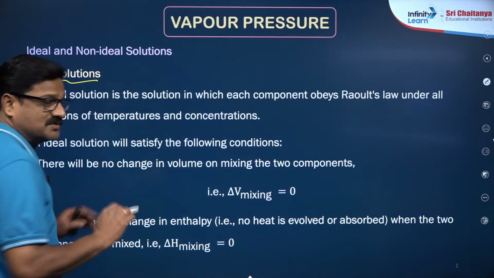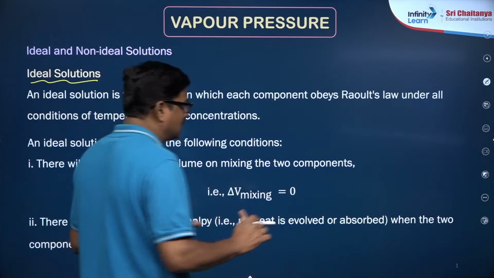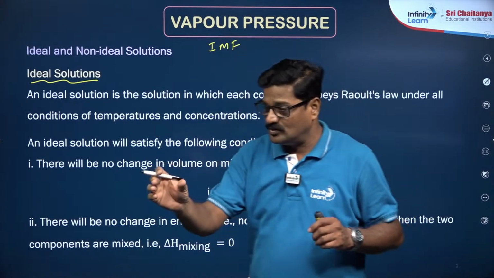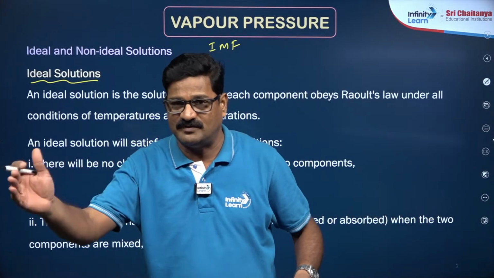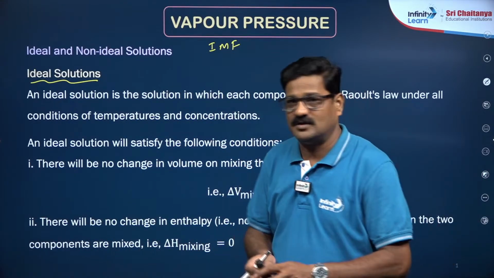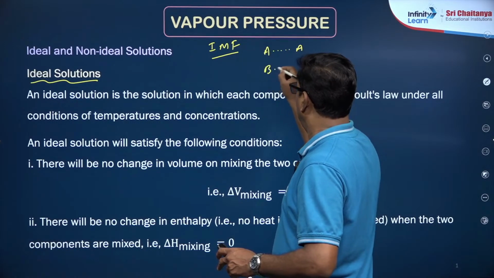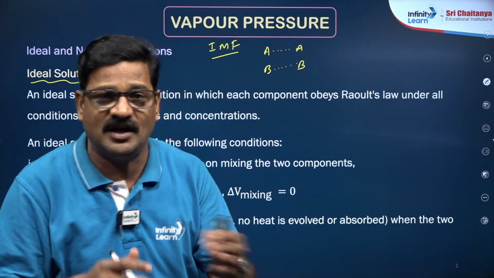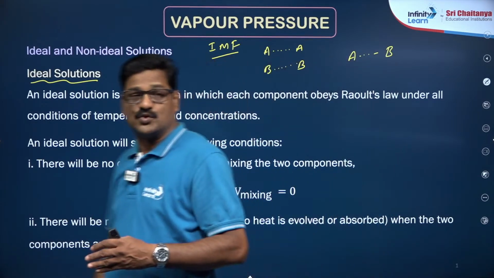An ideal solution is a solution which obeys Raoult's law at all concentrations, right? For that, intermolecular forces are the key point. When a liquid A and liquid B are mixed, before mixing there is an attraction between liquid A molecule and liquid A molecule, and liquid B molecule and liquid B molecule, right? So intermolecular forces A-A and B-B. When you mix and form a homogeneous mixture between A and B, intermolecular forces between A and B begin.